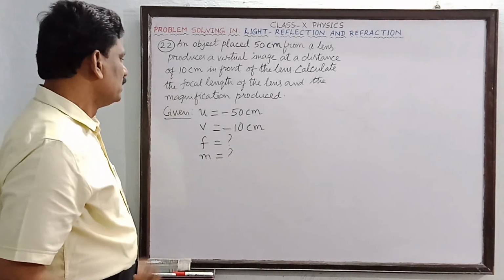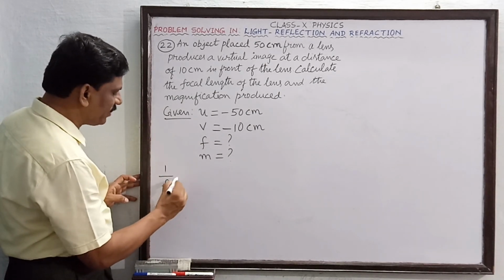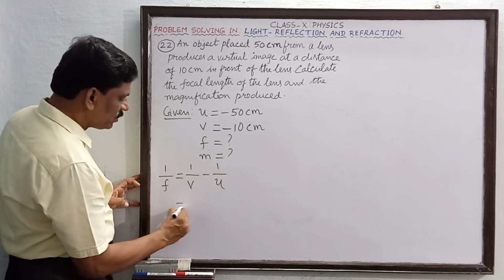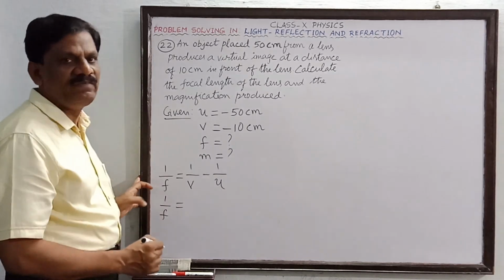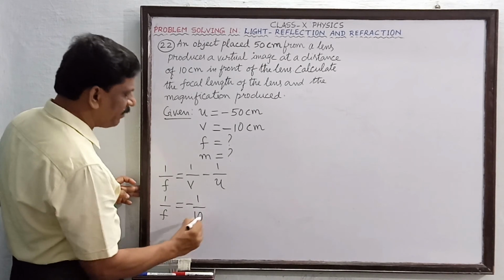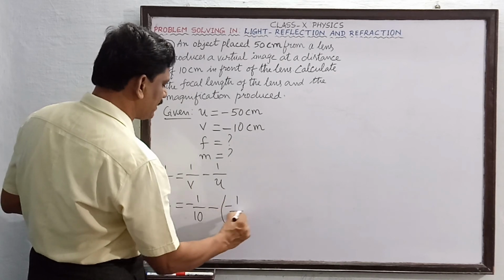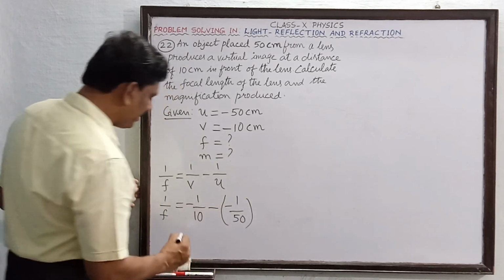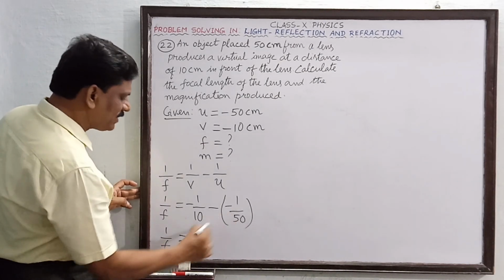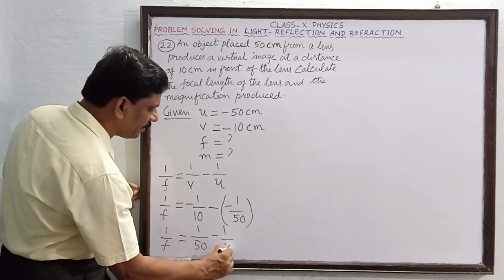Okay, students? So the relation connecting u, v and f is the lens equation. So from the lens equation, 1 by f is equal to 1 by v minus 1 by u. So substitute for v and u. v is minus 10, so the first term is minus 1 by 10. And minus of minus is plus, so this is plus 1 by 50. Therefore 1 by f is equal to plus 1 by 50 minus 1 by 10.